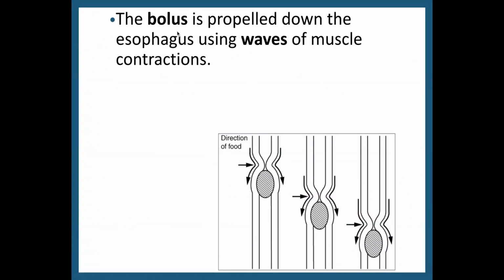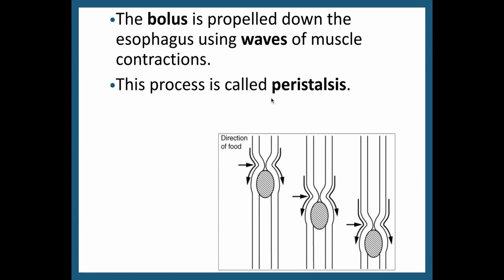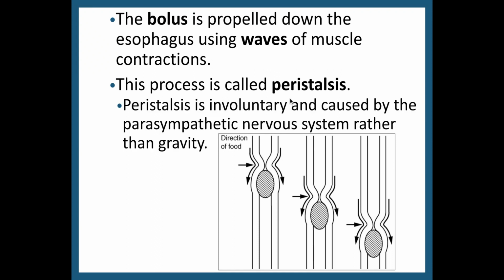Okay, so the bolus, that lumped up food, gets propelled down the esophagus using waves of muscle contractions. So the muscles squeeze together, and that continues to push that lump of food, the bolus, down the esophagus. And this process is called peristalsis. Peristalsis is involuntary, and it's caused by the parasympathetic nervous system rather than gravity.